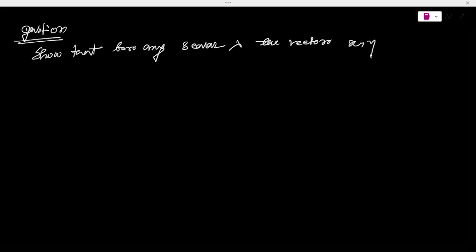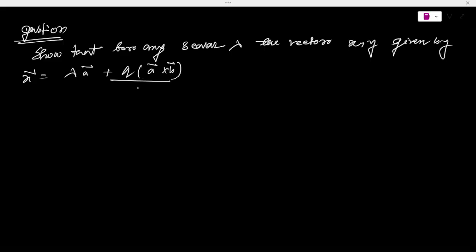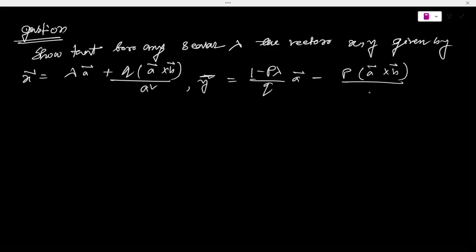the vectors x and y given by x vector is equal to lambda of a vector plus u into a vector cross b vector, divided by a square, and y vector is equal to 1 minus rho lambda divided by q a square a root minus rho a square into b divided by a square.